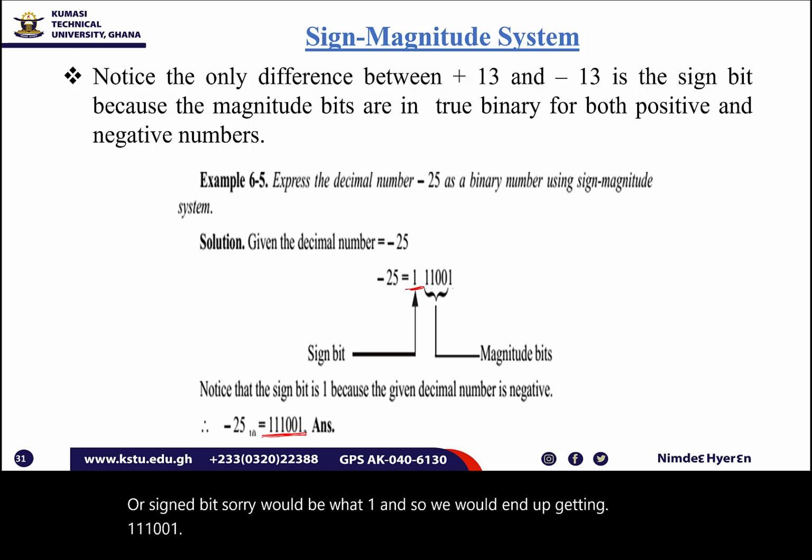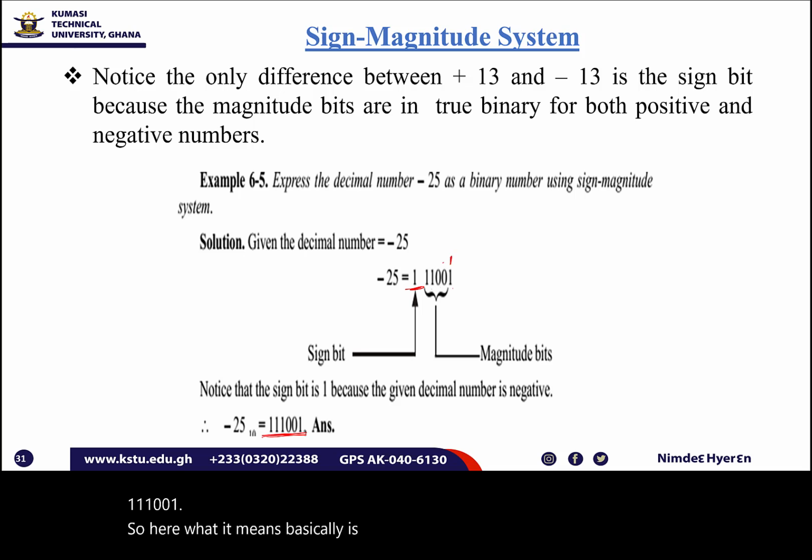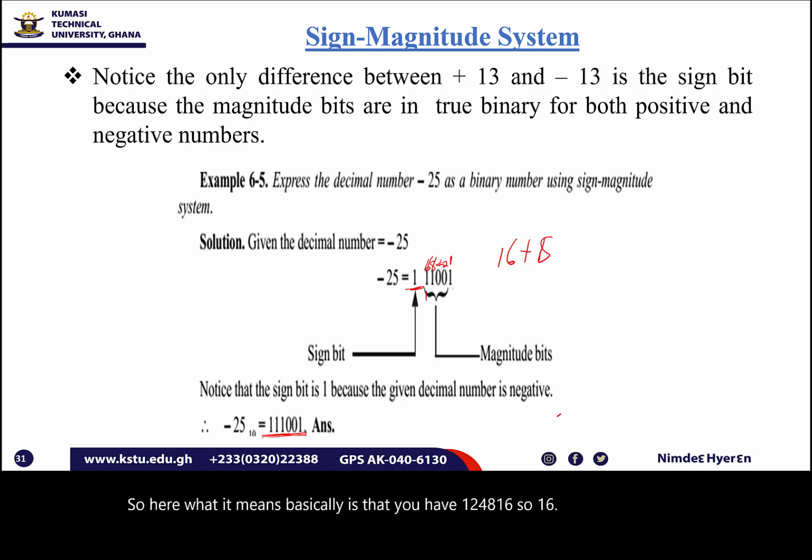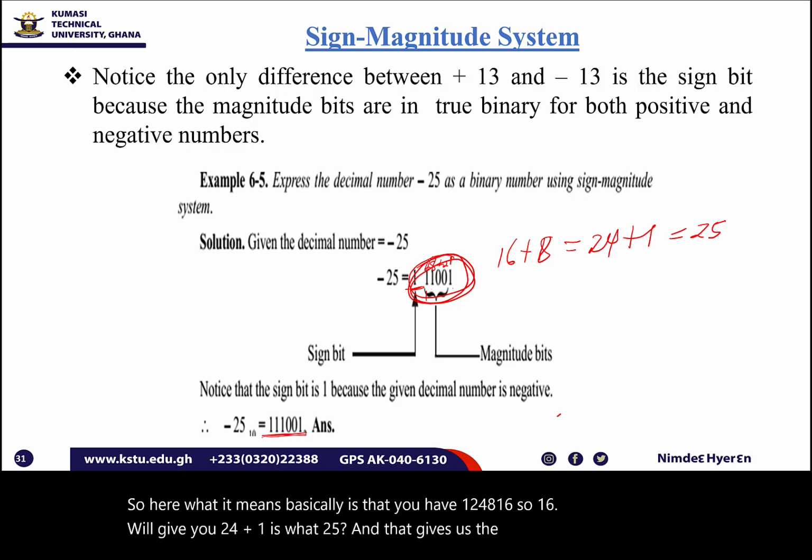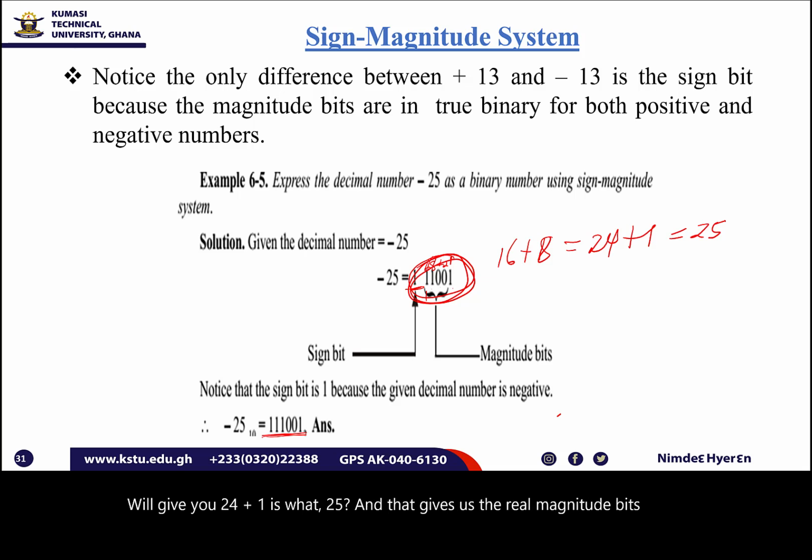So here, what it means basically is that you have 1, 2, 4, 8, 16. So 16 plus 8 will give you 24, plus 1 is what? 25. And that gives us the real magnitude bits for 25. And because it is signed magnitude, the sign bit now becomes what? 1.